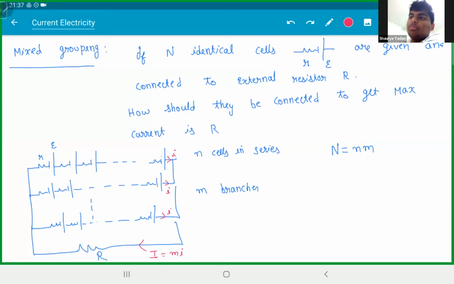Sir, E is like the potential difference? Okay. E is the EMF. Try. How to find that capital I maximum value. You have to find the value of small n to get maximum I. The answer will come in terms of capital N, small r, and capital R.